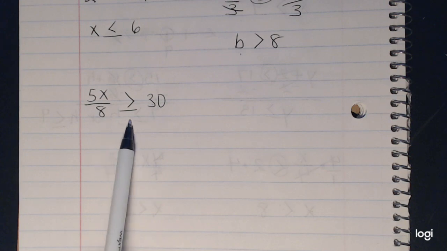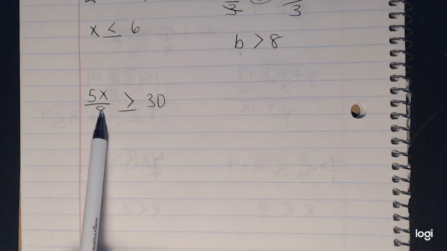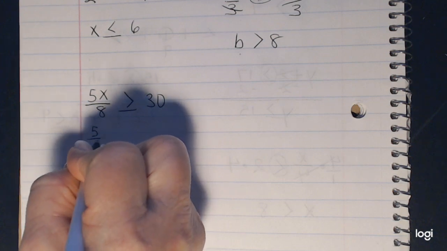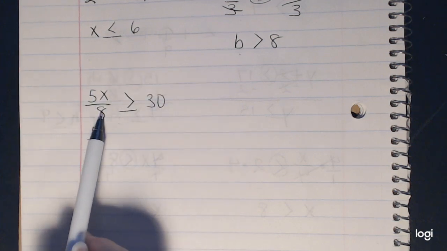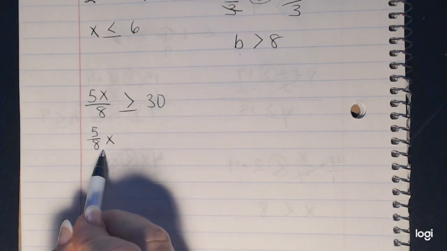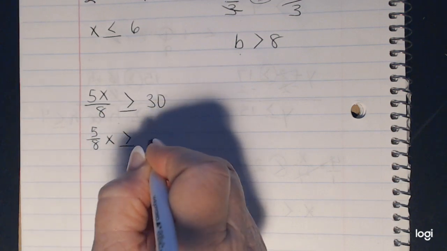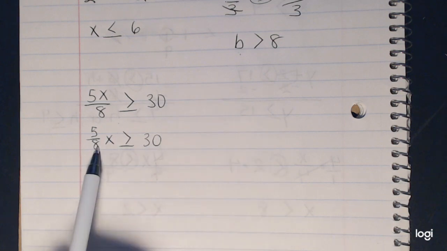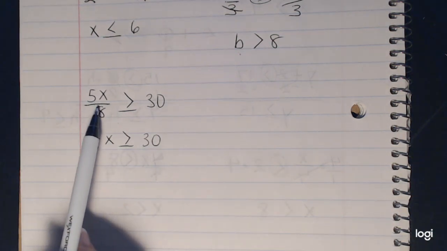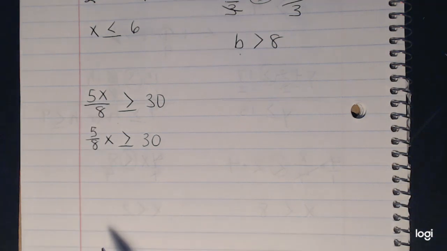Now the other way we could solve this is we could actually take this fraction out and pull it out in front like this. We could say 5/8 times x is greater than or equal to 30. Okay, this is exactly the same inequality. I just kind of pulled the 5/8 away from the x for right now.